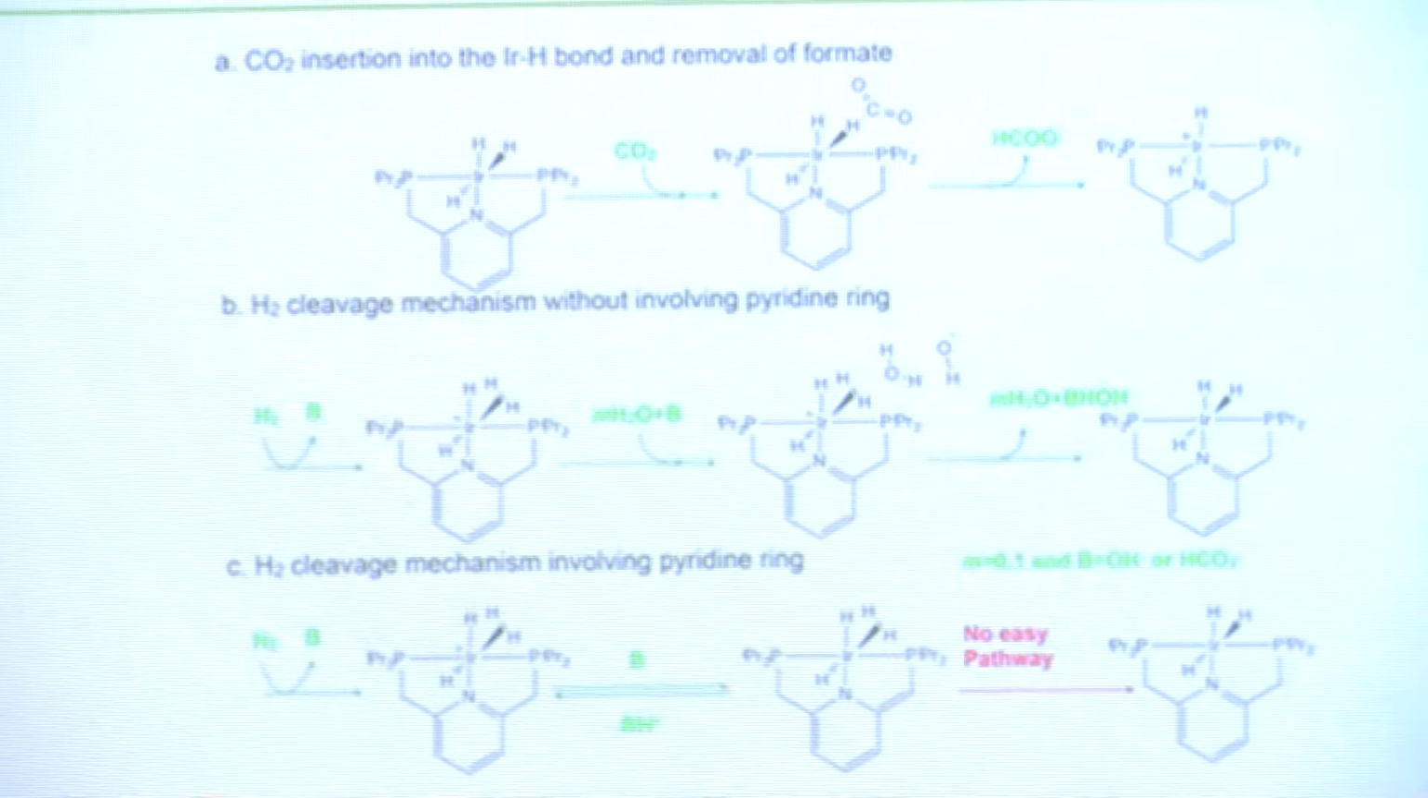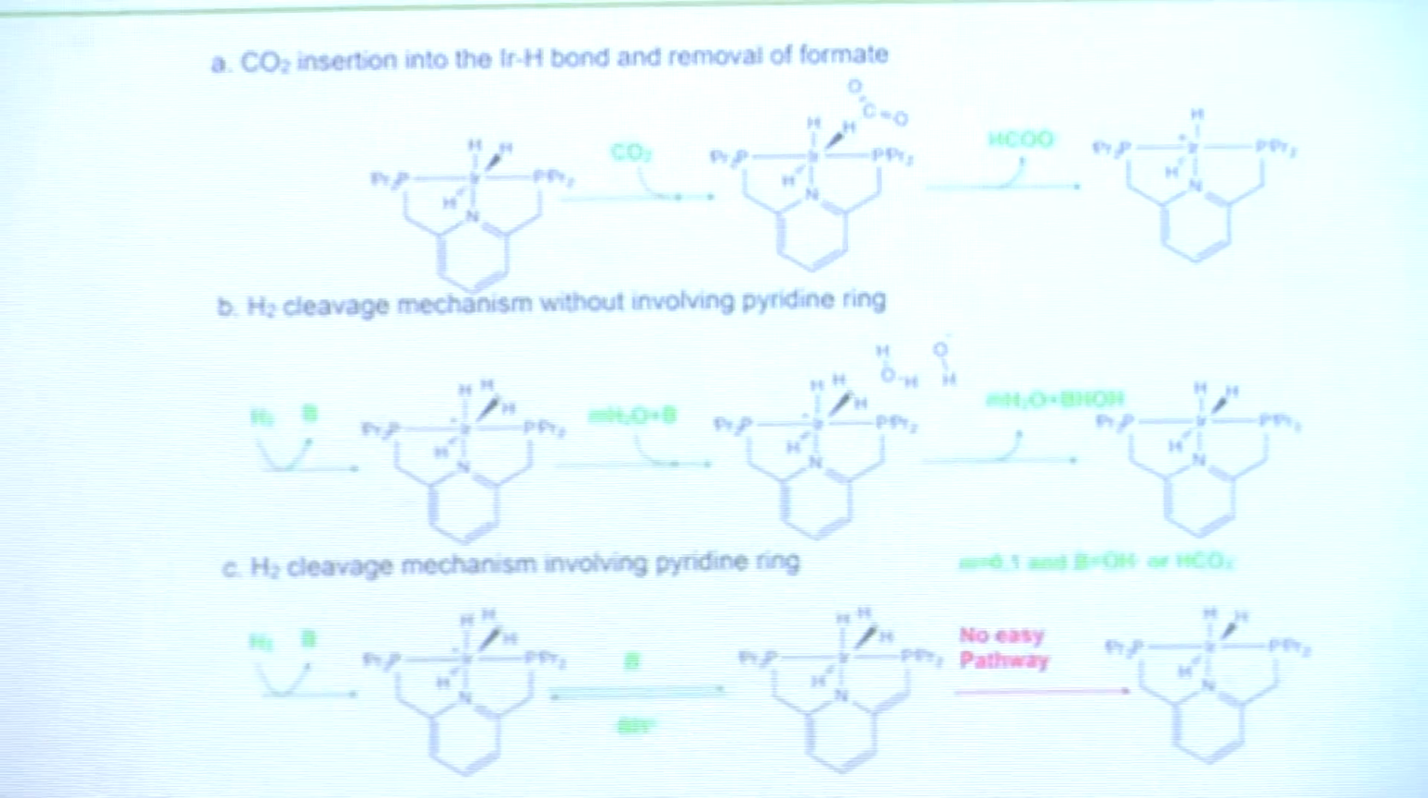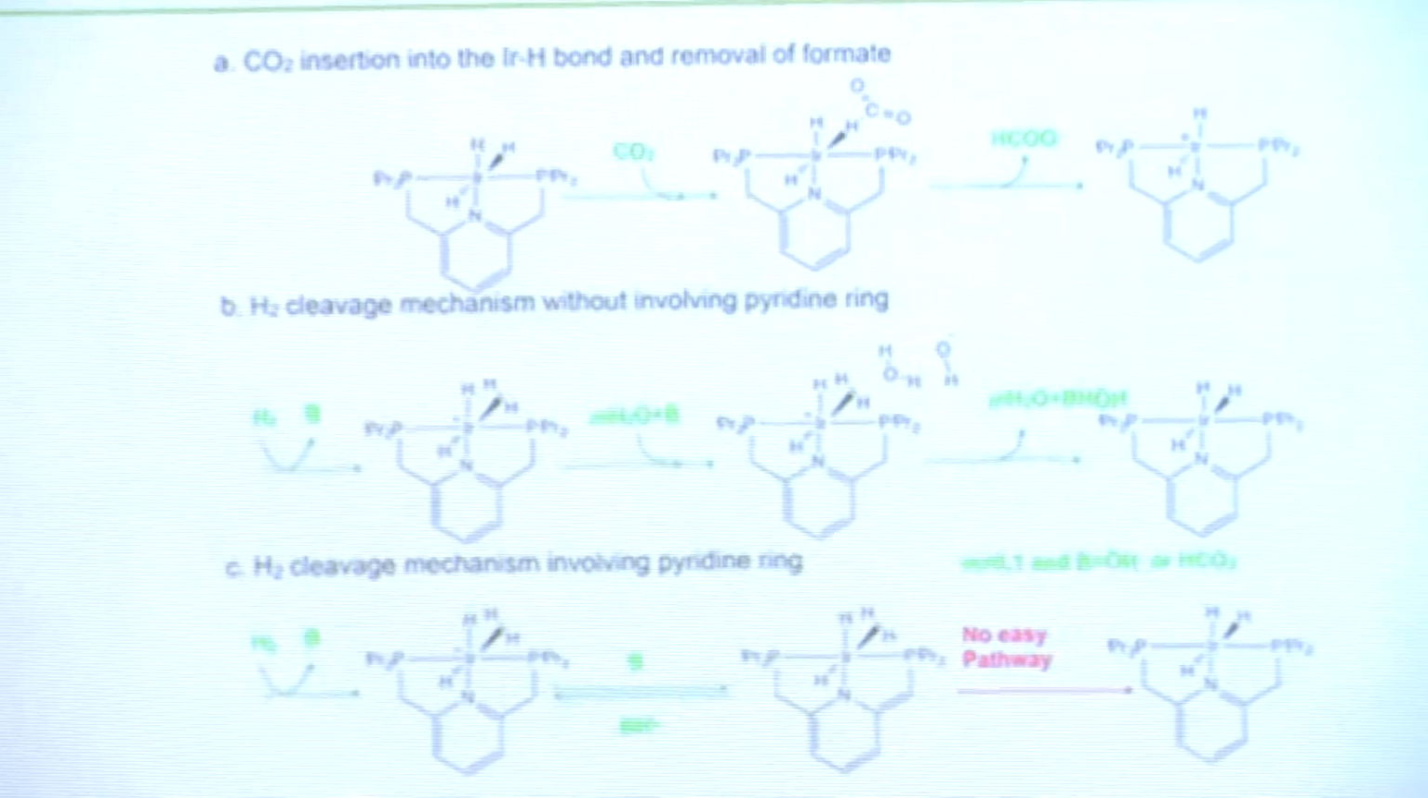Here is a summary of how the reaction happens. So you can see that the CO2 is inserted into the iridium-H bond and removes the formate from it. And in the second step, you can see the cleavage mechanism without the pyridine ring, because they determined throughout the paper that having the OH minus attack the pyridine ring and then go back and reattach the hydrogen and take the other piece of it didn't make any sense whatsoever.